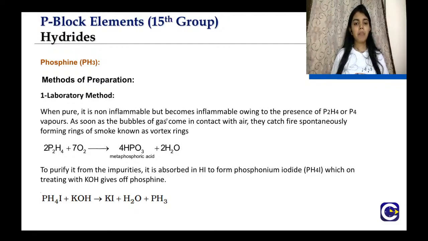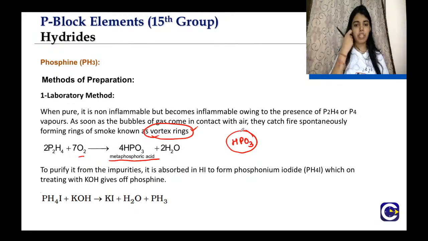As soon as the bubble of phosphine gas comes in contact with air, it catches fire spontaneously, right? And they form rings of smoke, which are known as vortex rings. Okay. If P2H4 is burnt in oxygen, it leads to the formation of metaphosphoric acid, which is given as HPO3. These common names you have to remember from the examination point of view, that HPO3 is known as metaphosphoric acid.